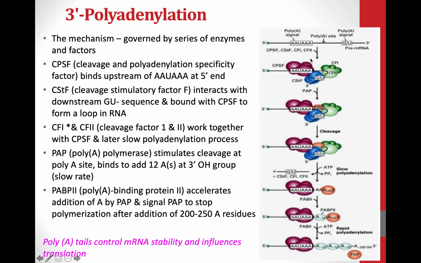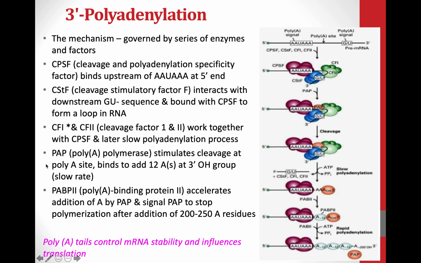So we need the cleavage and polyadenylation specificity factor to bind upstream to the AAUAAA site, at the 5'. Then cleavage stimulatory factor F will interact with downstream GU, so remember we have GU, and bound to the CPSF to form a loop in RNA. So when it binds to another, it will form a loop. So cleavage factor 1 and cleavage factor 2 will work together with CPSF, and of course, this will slow the polyadenylation process. Why do we need to slow it down?